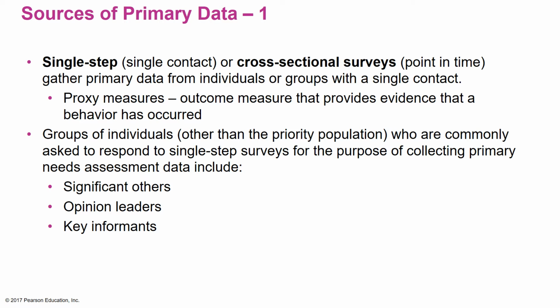Now, you can assess the members of the priority population, right? That's ideal. But you could also extend the survey out to other individuals, the ones listed here, significant others. These are people that have some type of intimate knowledge of the person and could answer questions that relate to the person of interest. And the responses are truthful, factual, and in line with what we're interested in.